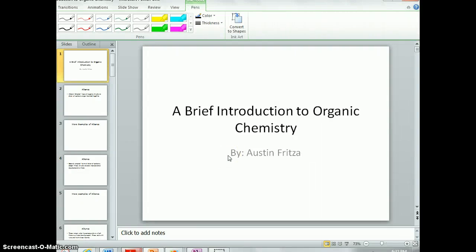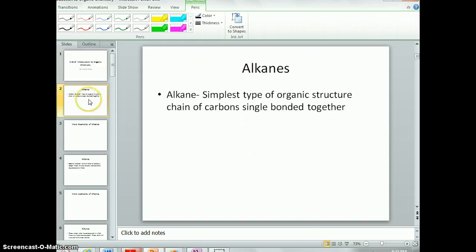All right, today we're going to be looking at some organic chemistry and some molecules and how we name them. First up, we have alkanes. This is the simplest type of organic structure. It's just a chain of carbon atoms bonded together, single bonded.